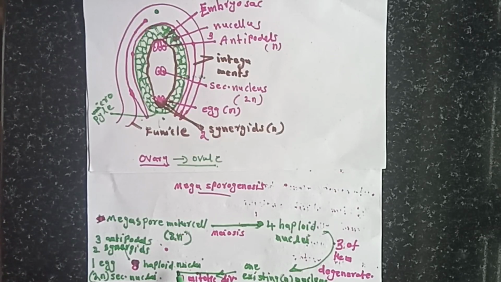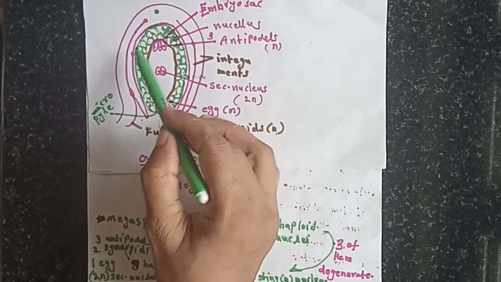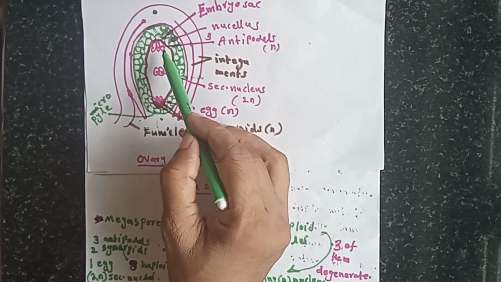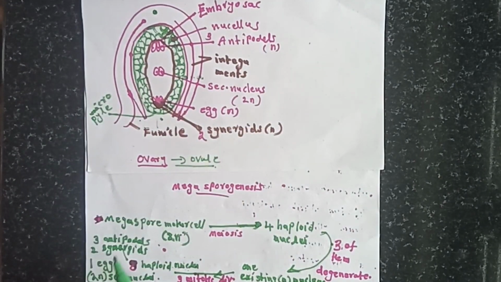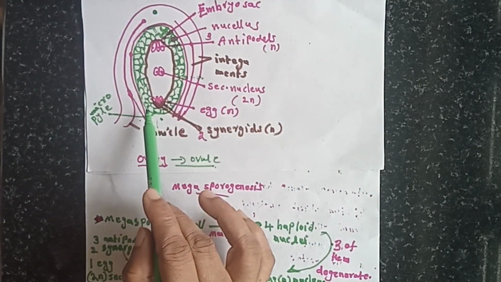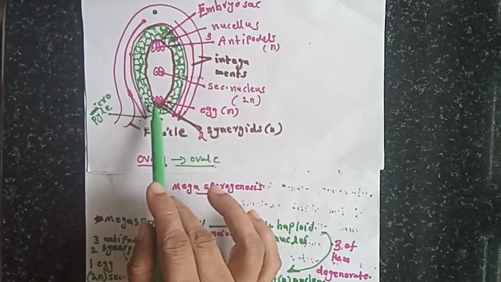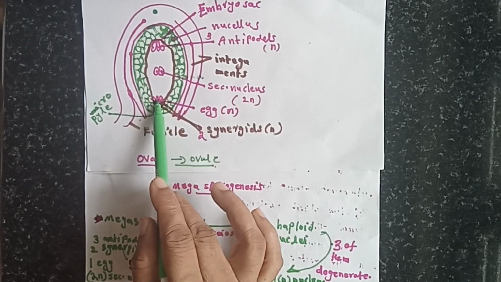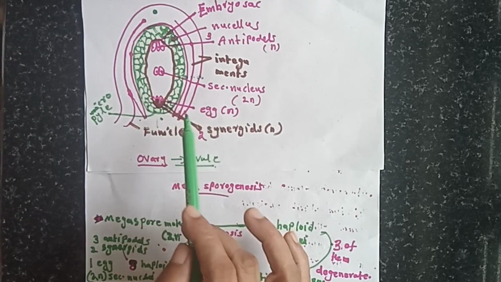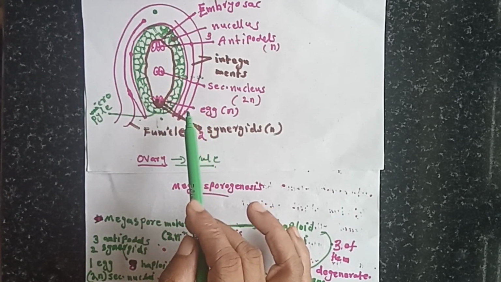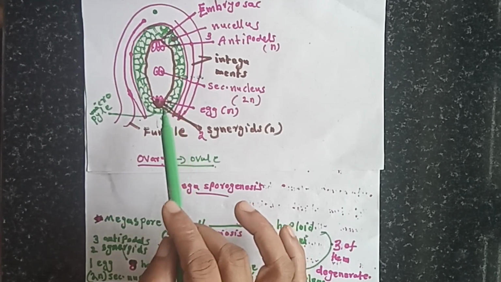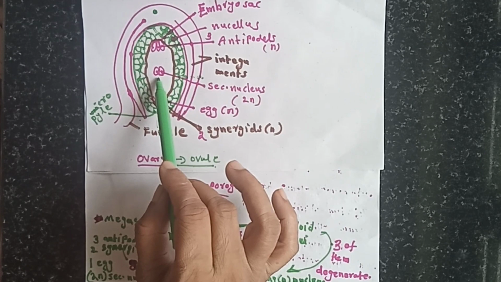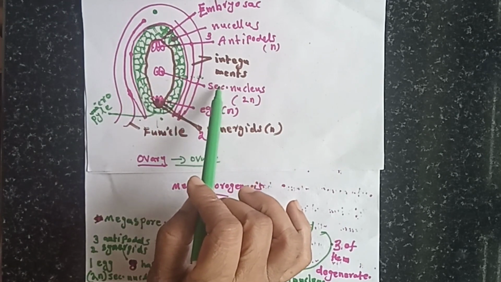3 of them move to the chalazal end, that is the antipodals, which are haploid. 3 move into the micropylar end, that is 2 synergid cells and 1 egg cell. These 3 are also haploid cells. 2 haploid nuclei fuse together to form a diploid, or 2N, secondary or definitive nucleus.